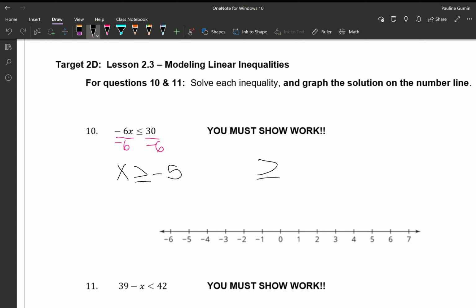So when we have a symbol like this or like this, we draw a closed circle. Filled in circle, there we go. X is on the open end of the symbol. It's the greater than. So I'm going to point an arrow to the right because the numbers that are greater than -5 are on the right.